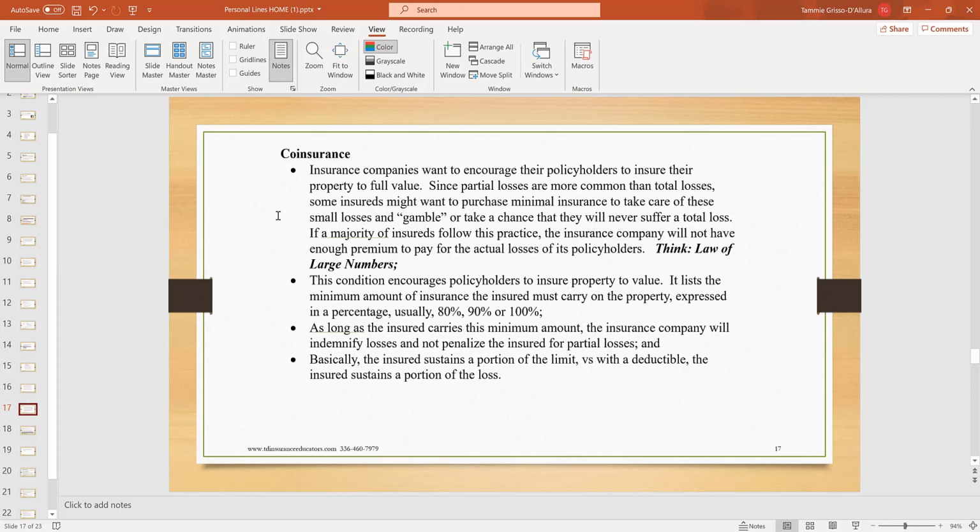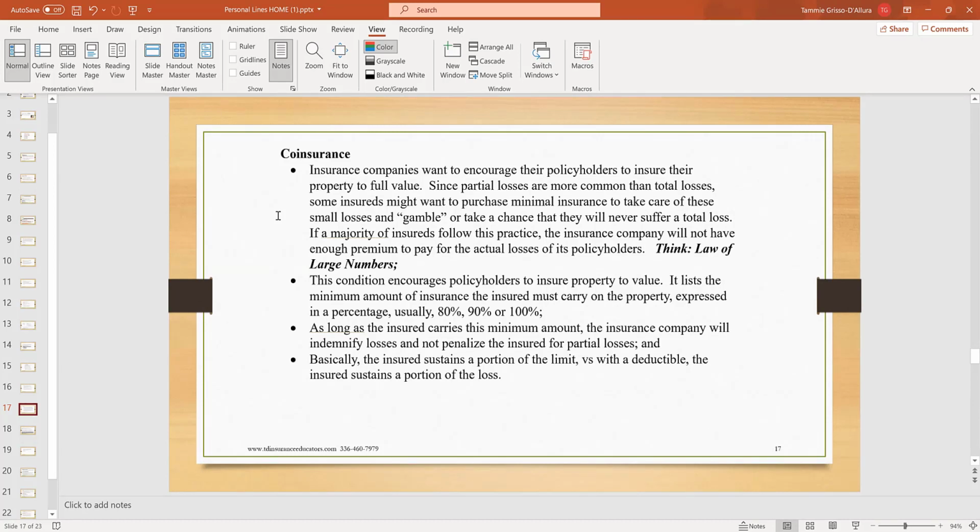So what would keep someone from saying, well, we're just keeping it simple, this home is valued at $100,000, but I'm just going to put insurance on $50,000, because that should cover most of my losses. Again, that's a gamble, and insurance is not about gambling. You have to remember that we're all in this together.